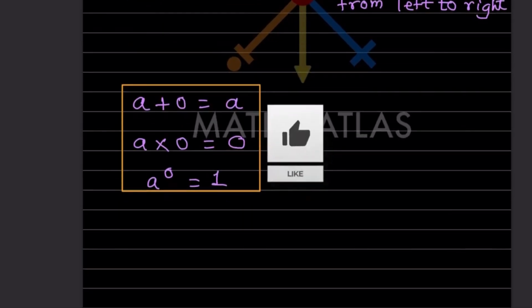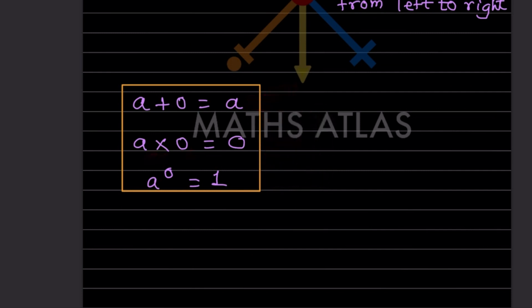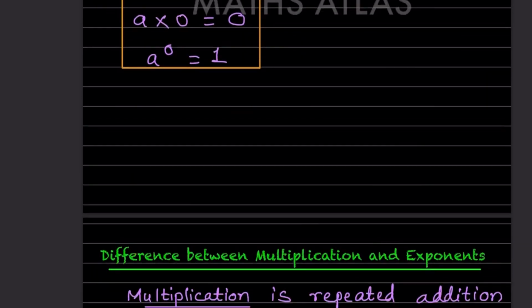Now look here, a plus 0 is equal to a. And whenever you multiply a by 0, any number multiplied by 0 is always 0. And a raised to 0 is one of the important laws. If I write 4 raised to 0, that is also going to be 1. Anything raised to 0 is going to be 1.